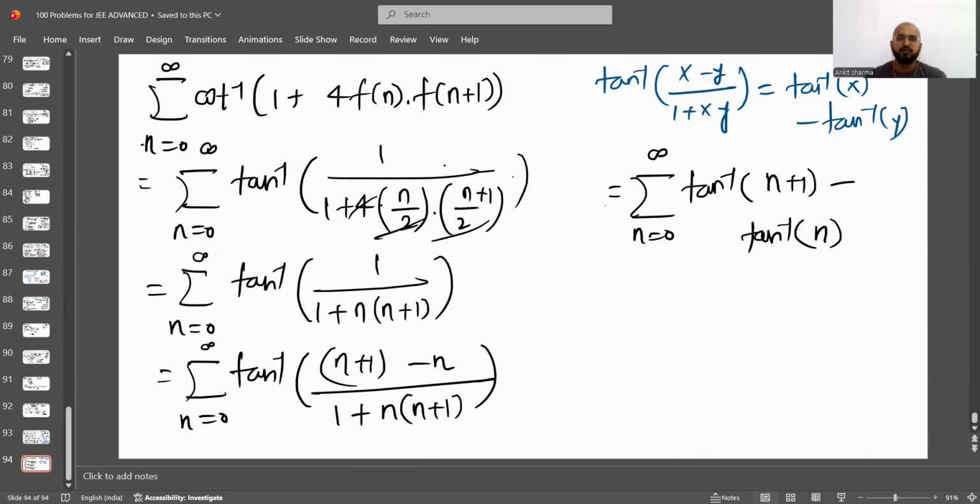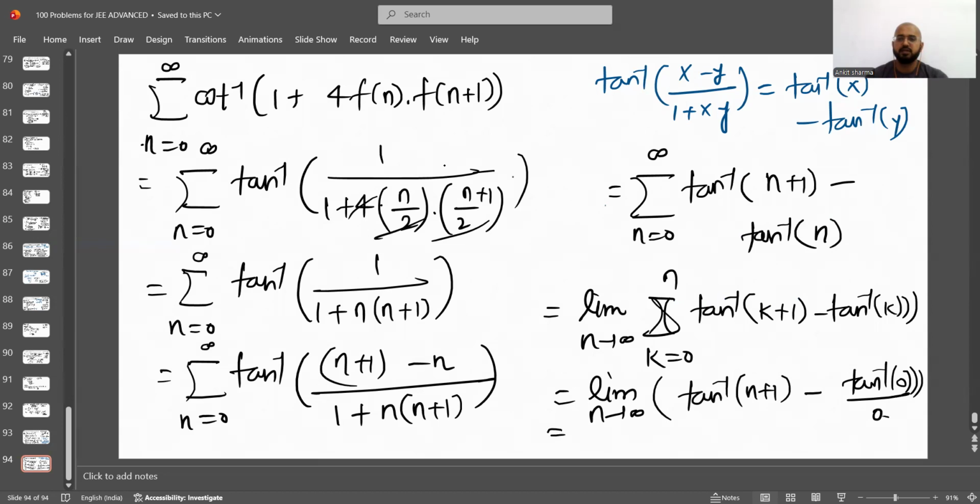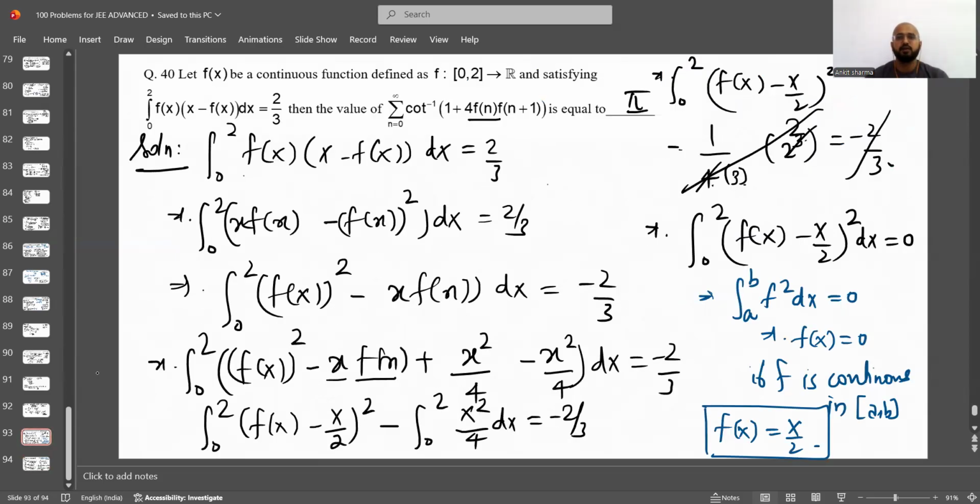Now, since this is an infinite limit, what we will do is write down here limit n tends to infinity sigma k is equal to 0 to n, tan inverse of k plus 1 minus tan inverse of k, which means now if I apply the telescoping sum, I'll be having here limit n tends to infinity tan inverse of n plus 1 minus tan inverse of 0, the telescoping part. And then this guy will become 0, and as n tends to infinity, tan inverse of infinity will turn out to be pi over 2. So the final answer here would be pi over 2.